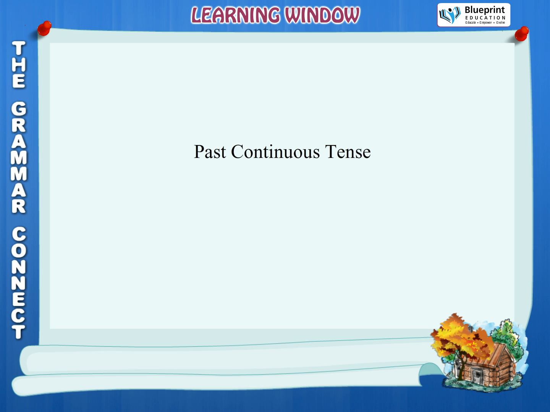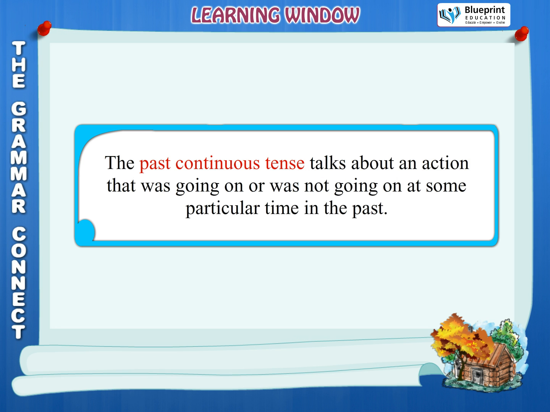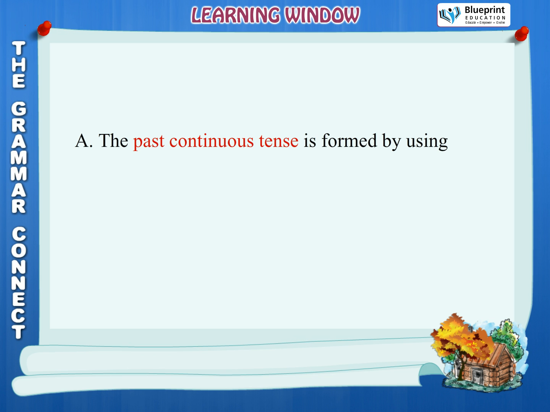Past continuous tense. Read these sentences. 1. The boys were playing hockey in the playground. 2. She wasn't preparing dinner for the guests. The past continuous tense talks about an action that was going on or was not going on at some particular time in the past. A. The past continuous tense is formed by using was or were plus the -ing form of verbs.